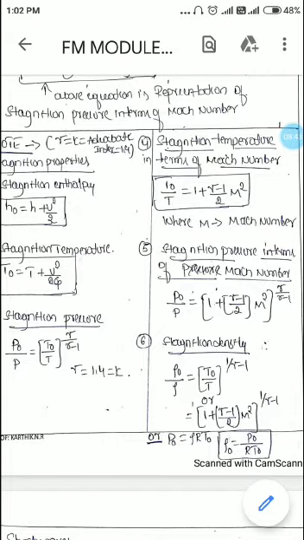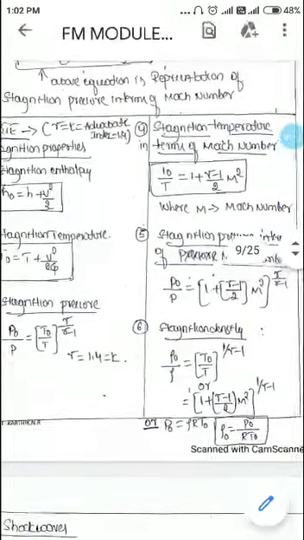Then the last one, stagnation density. The stagnation density can be obtained as rho naught divided by static density rho is equal to T naught by T raised to 1 divided by gamma minus 1. Substituting the value of T naught by T, that is 1 plus gamma minus 1 divided by 2 M square, whole raised to 1 divided by gamma minus 1.